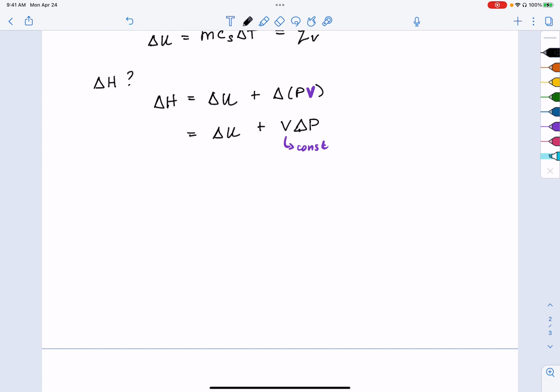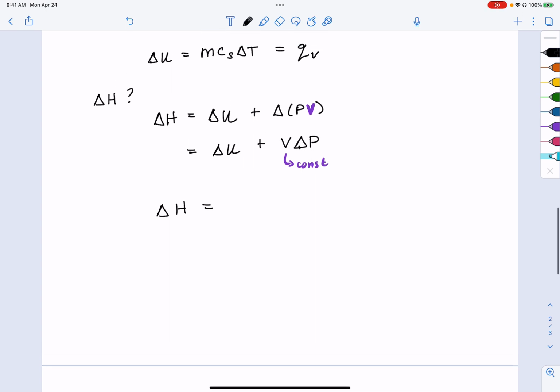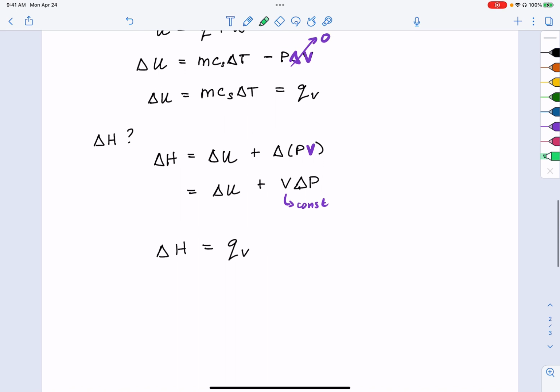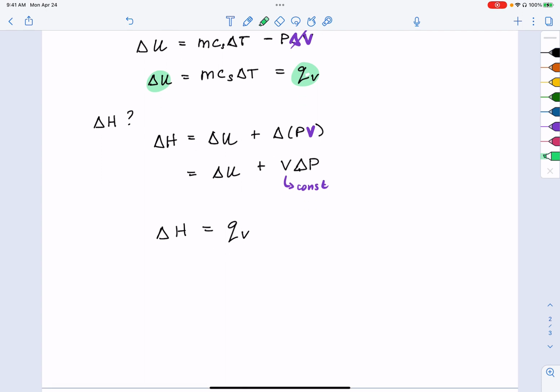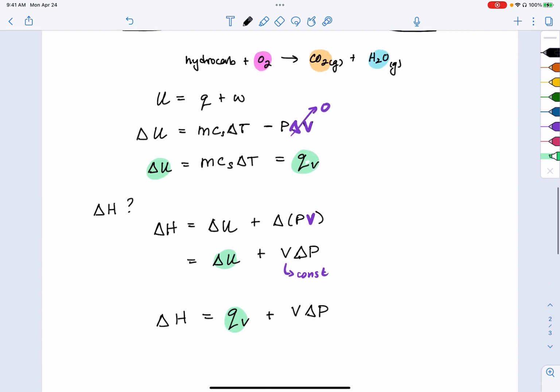So I could think about the change in enthalpy at constant volume as simply being the heat evolved at constant volume, because remember, we stated that at constant volume, the internal energy change of a system is equal to simply the heat that's changed in the system. And then plus this term of our constant volume, which for us here would be 1 liter, times whatever the change in pressure of our system was as a result of this gaseous product being formed.